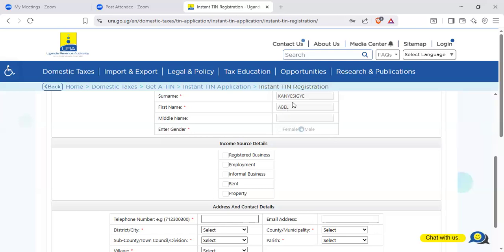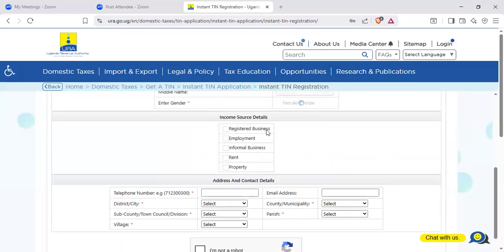And here you are not the one typing. It's the system, because this system communicates with the NIRA system. So the moment you put your details, as long as the details you inserted are correct, these ones will be auto-populated, even the gender. So from there, after putting all your information, you will have the option of income source.